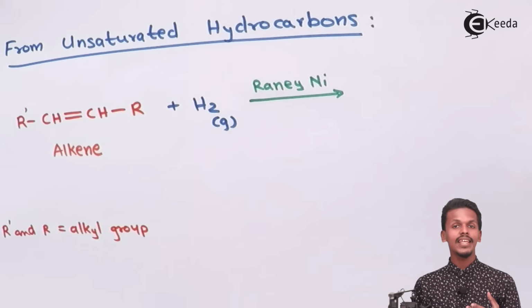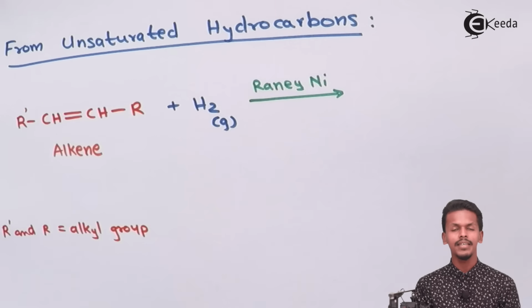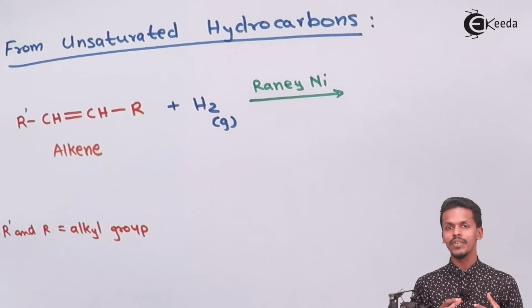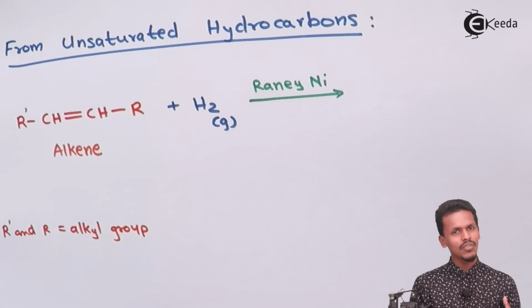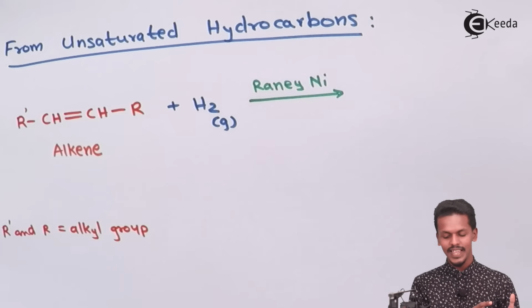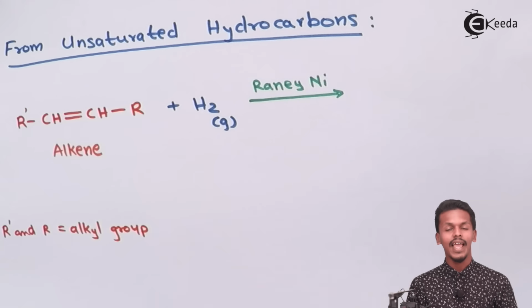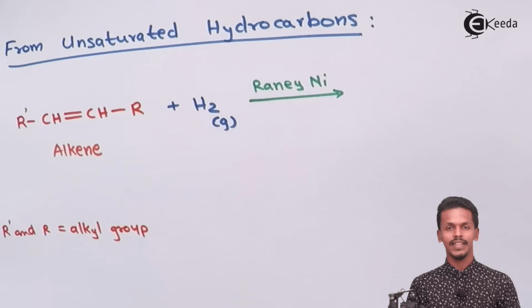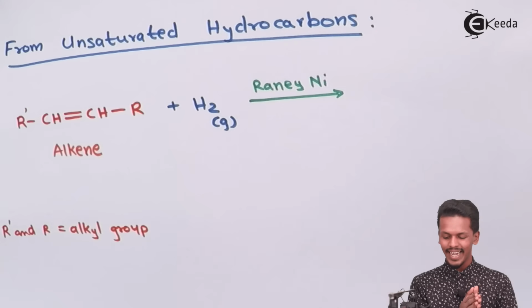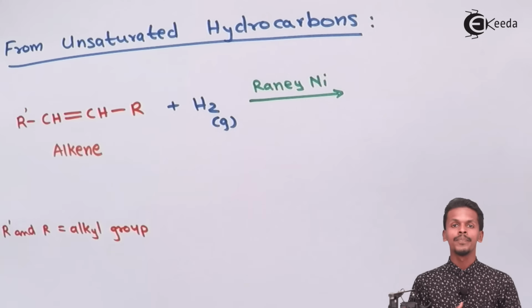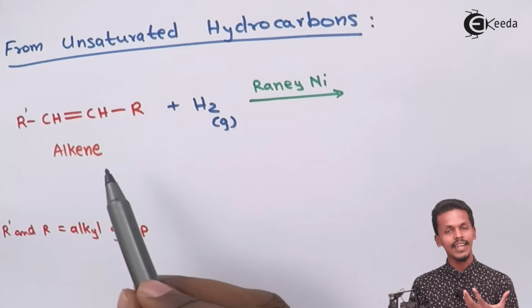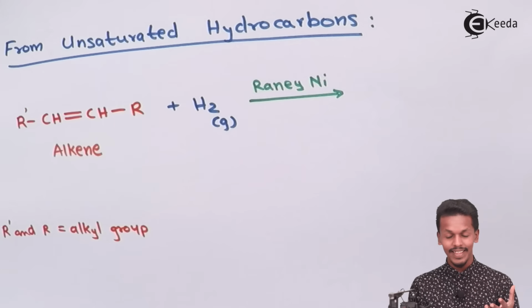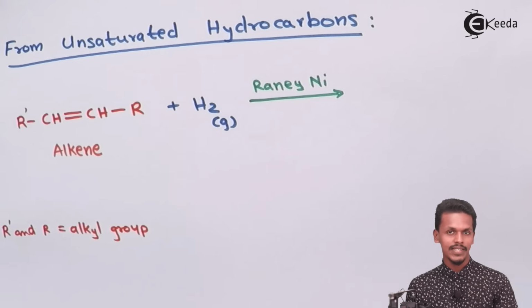Raney nickel. Raney nickel is nothing but very small pieces of nickel, or we could say a highly porous nickel, where the alkene, which is also in gaseous form, and the hydrogen gas, both are in the gaseous state. By supplying a catalyst like Raney nickel, this will speed up the reaction so as to convert the alkene and hydrogen to an alkane, that is a saturated hydrocarbon.